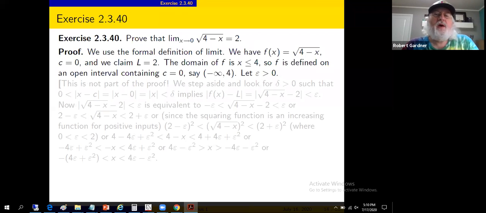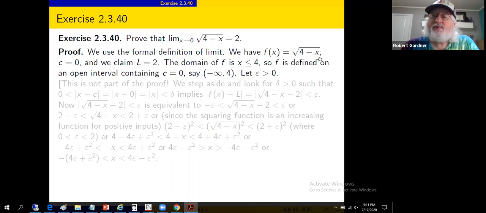All right. First off, limits exist when functions are defined on open intervals about c, in this case 0, except possibly at 0 itself. This function f of x equals the square root of 4 minus x. Is that defined on an open interval containing 0? Yeah, that's defined provided x is less than or equal to 4.